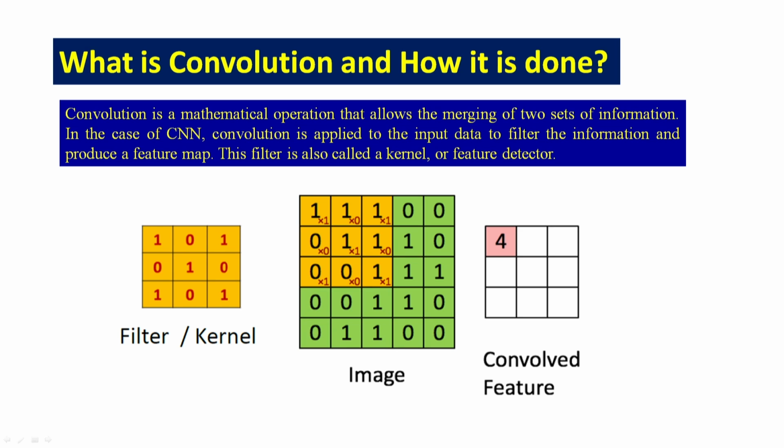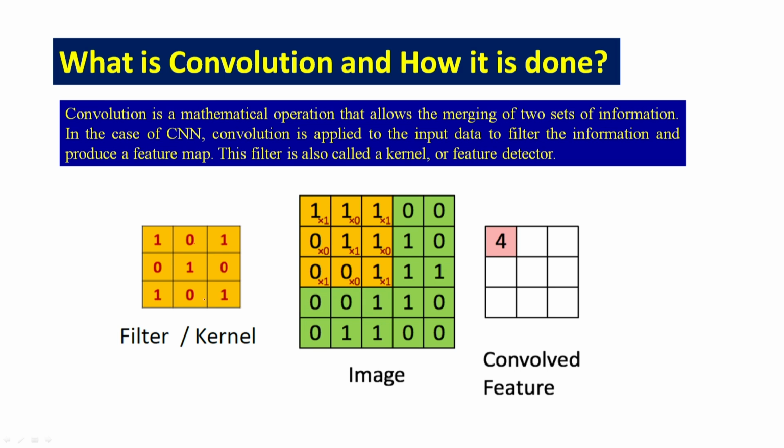So, how is it done? Let us say this is a feature or filter, you see 101, 010, 101, right. And this is your image, which is also 111 like that. So, what is a convolution? I multiply 1 with 1, 0 with 1, 1 with 1, and so on for the other rows.